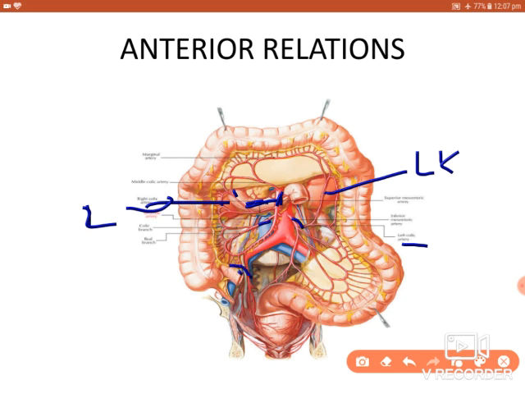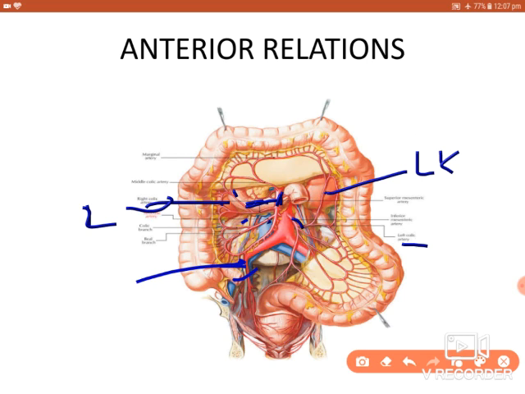Then lower down there is the terminal part. This is the ureter. You can see the ureter, this structure here. It is crossed by the terminal part of the ileum on the right side.